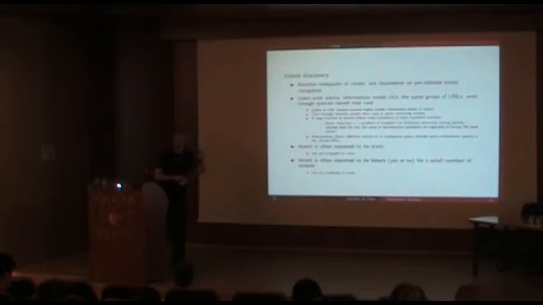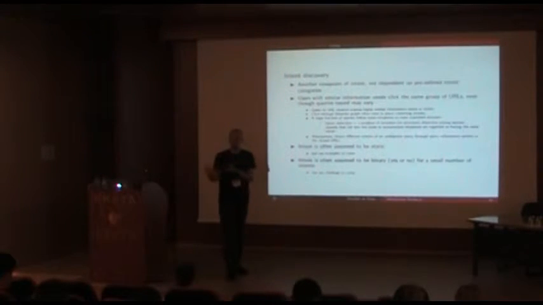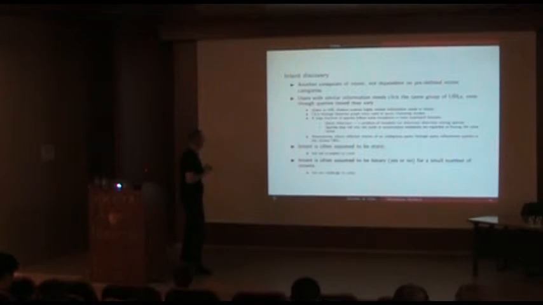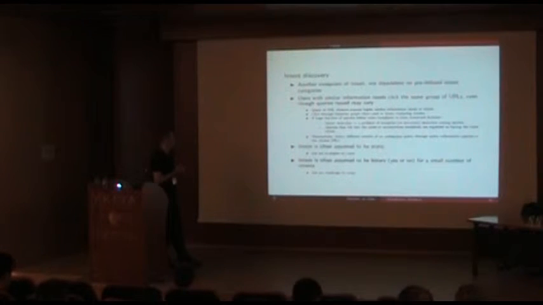Intent discovery. So that was classification. You have a fixed inventory of intents, you have manually labeled data, and you just classify. Now, intent discovery. So you don't have a predefined set of categories, but you just group together users with similar information needs. Because, for instance, they click the same group of URLs, even if they have different queries.